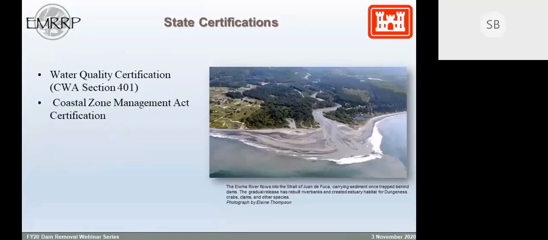In order for the Corps to issue a 404 permit, the state has to grant or waive a Section 401 water quality certification, stating that the dam removal activities will not result in violations of state water quality standards. Also, if the project has potential to impact the coastal zone, then the state must issue a certificate that the activities are consistent with the state's coastal zone management program.